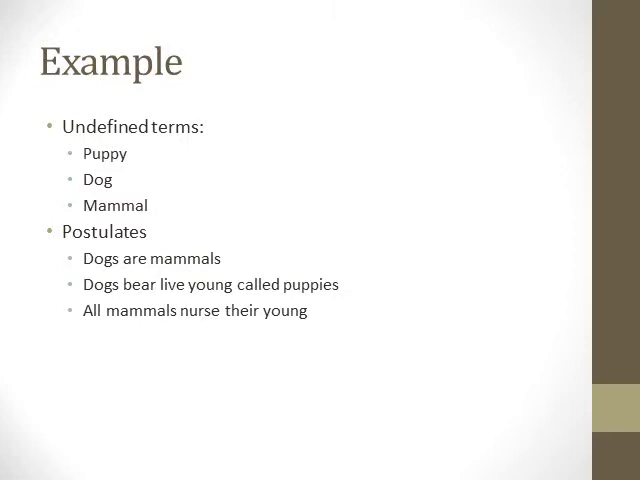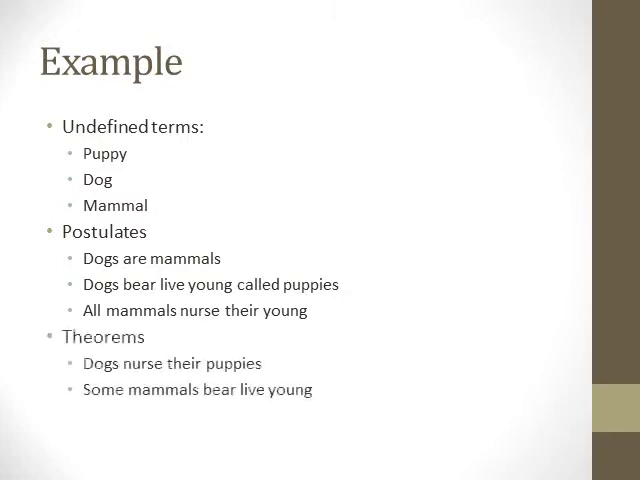Given those terms and those postulates, we could prove that dogs nurse their puppies, because mammals nurse their young and dogs are mammals, and we have undefined terms of mammal and dogs. Now, some mammals bear live young. So we can say that puppies, because they bear live young, are mammals. We know at least some. We can't prove all because we can only prove dogs do.